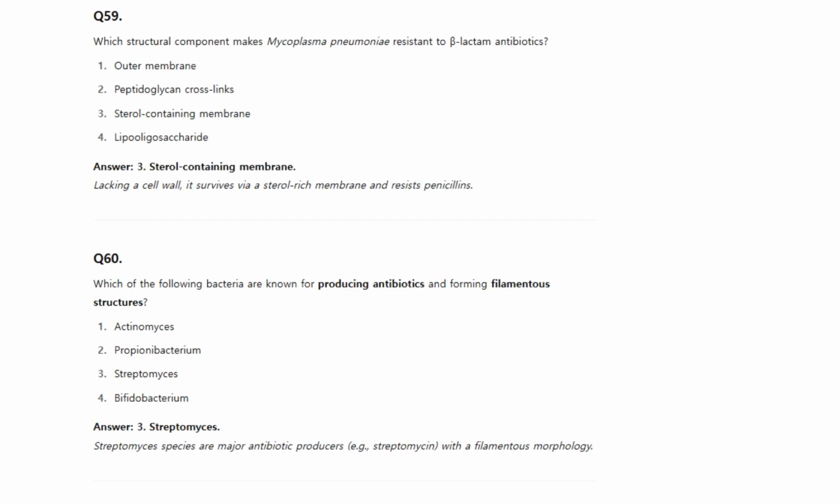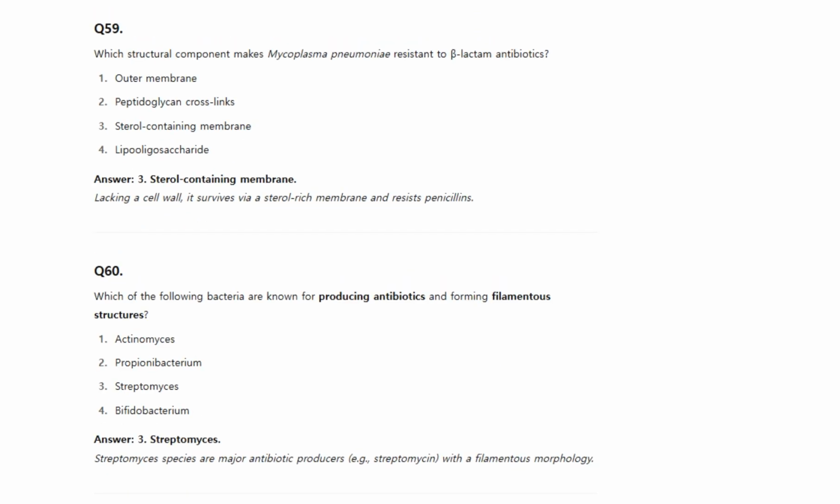Q59. Which structural component makes Mycoplasma pneumoniae resistant to beta-lactam antibiotics? 1. Outer membrane. 2. Peptidoglycan crosslinks. 3. Sterol-containing membrane. 4. Lipooligosaccharide. Answer 3. Sterol-containing membrane. Lacking a cell wall, it survives via a sterol-rich membrane and resists penicillins.